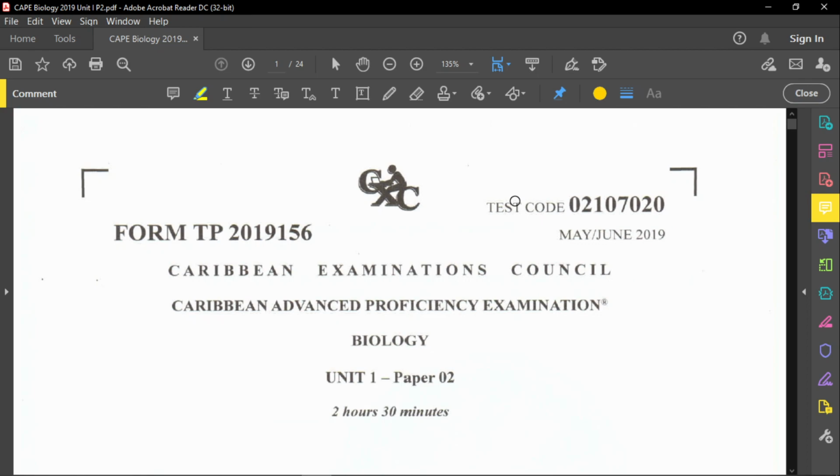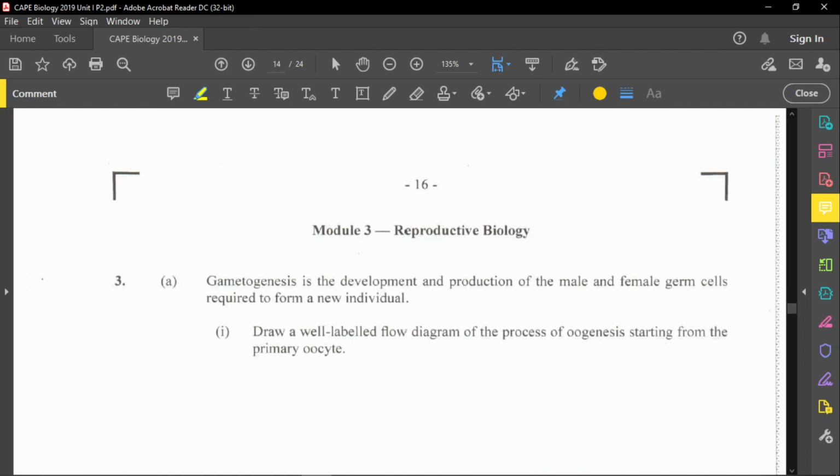Welcome back to another past paper review of the CAPE Biology Unit 1, Paper 2 from the year 2019. In fact, this is a continuation of this paper. We have already gone through question 1 and question 2, so we're now going to jump into question number 3. Question number 3 is from Module 3, and it is on reproductive biology.